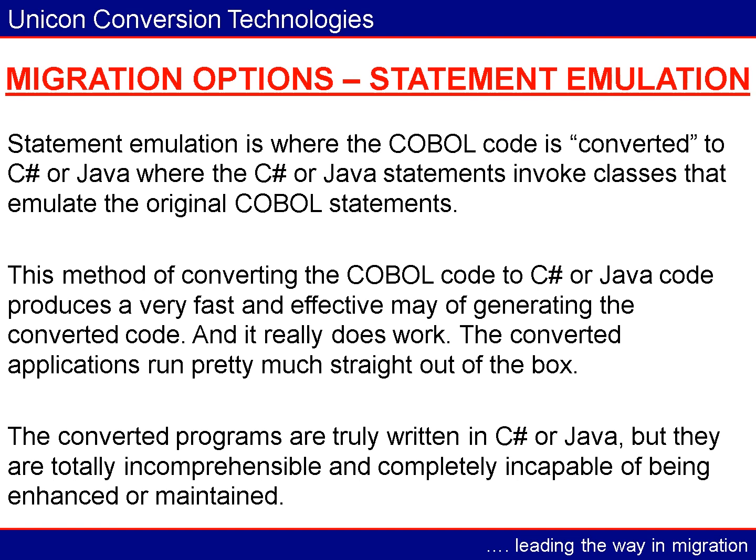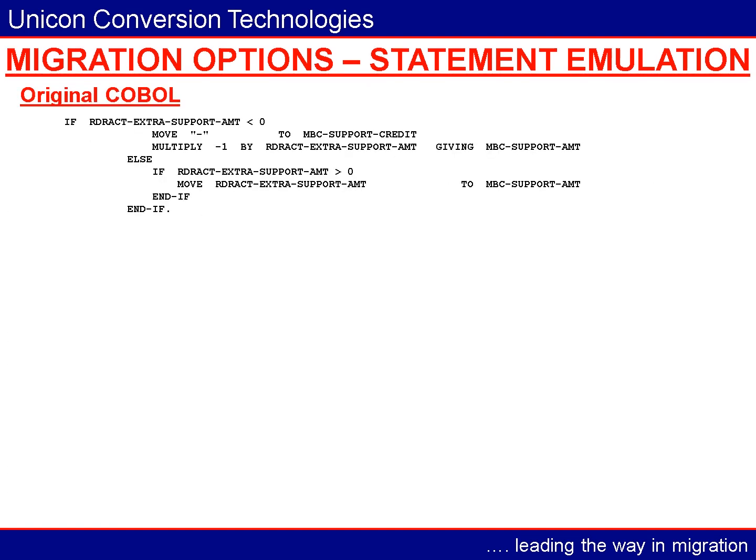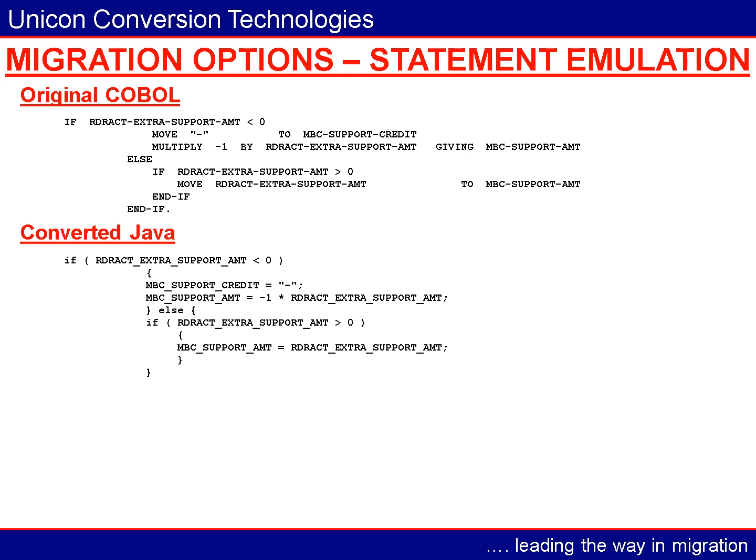The converted programs are truly written in C# or Java, but they are totally incomprehensible and completely incapable of being enhanced or maintained. For example, this is a small sample of Cobol code. This is the Cobol code converted to Java using normal Java statements. The Java code is very easy to understand, enhance, and maintain. It is normal Java code.